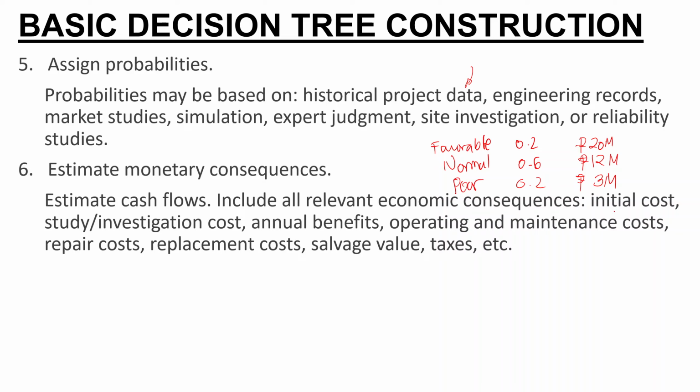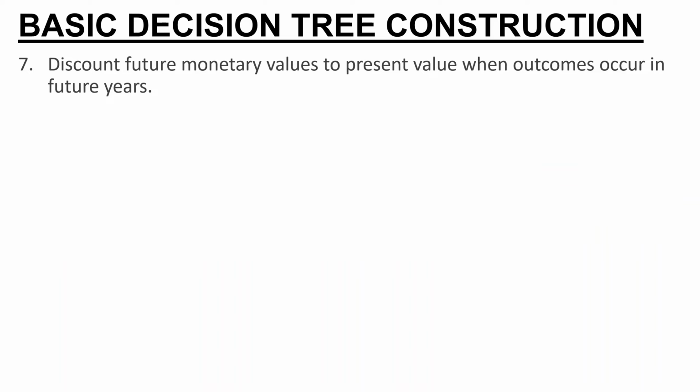What are we going to include? Initial cost, the study or investigation cost, annual benefits, operating and O&M cost, the repair cost, replacement cost, salvage value, taxes, and others. Next, if there are future monetary values, you are going to discount future monetary values. That is, when we say discount, you are going to get the present value of your project, or let's say what is being shown there, you get the present value.